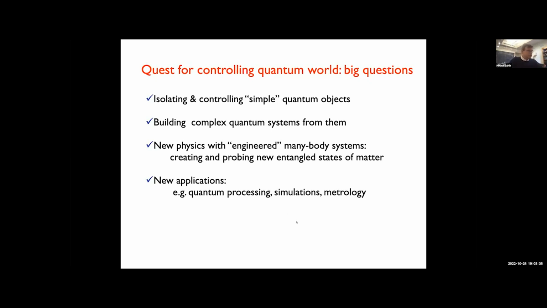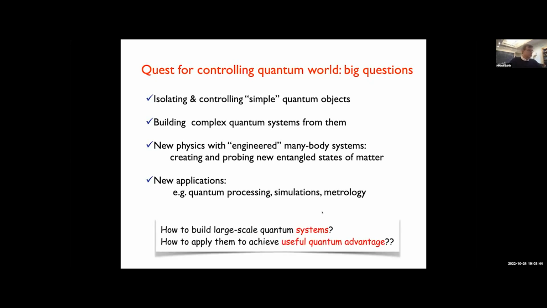So I would say, despite all of this excitement, this field faces two big questions. One of them is how to build truly large-scale quantum systems consisting of millions of quantum bits. And the second question is how to apply them to achieve really useful advantage. So apart from the domain of quantum simulations, which I think is special, this is a big challenge. And I think both of these efforts could really benefit from these ideas of co-design and optimization, as I hope you will see from my talk.